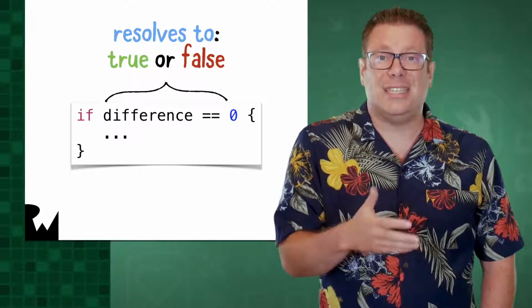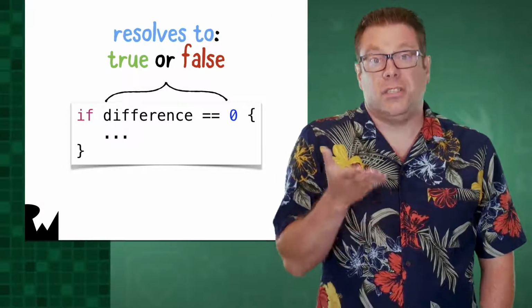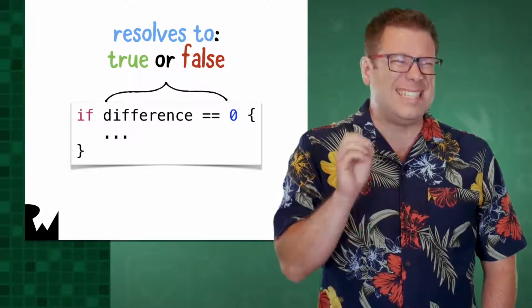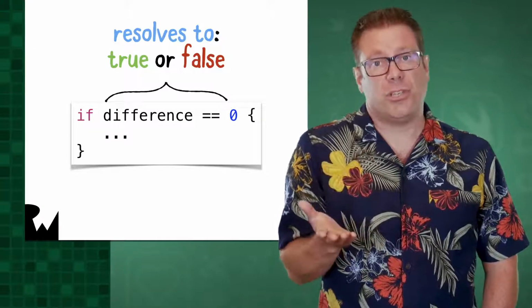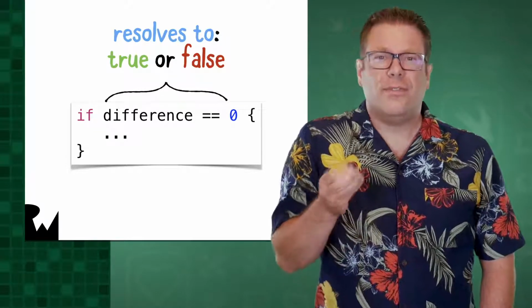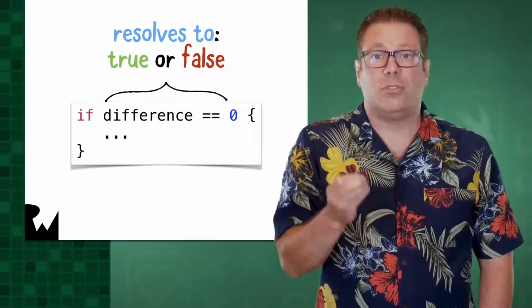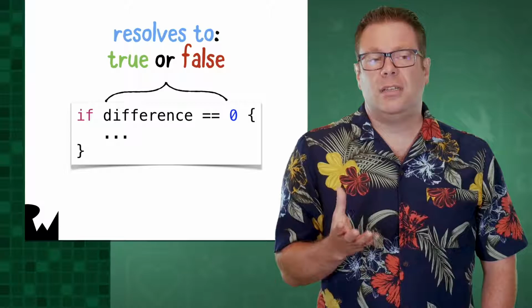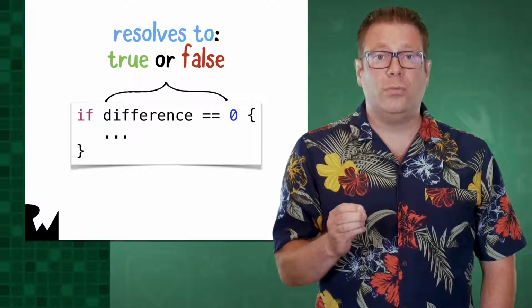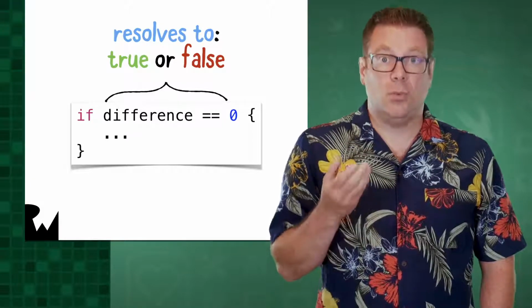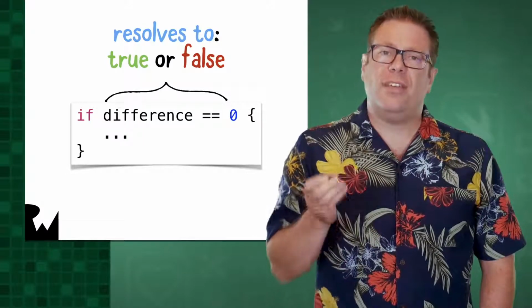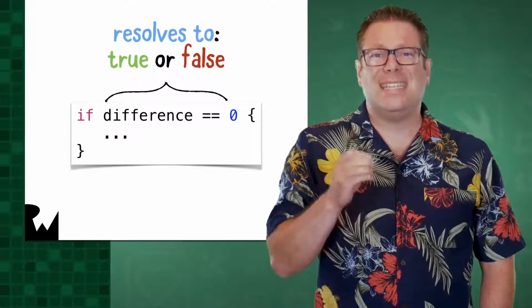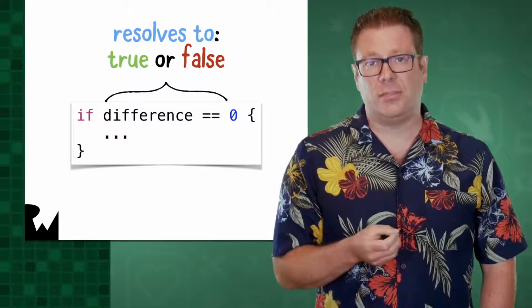So either the difference is exactly equal to 0, which means it's true, or the difference is not equal to 0, which means the expression is false. So effectively, the result of the difference equal to 0 expression is a temporary Boolean value. So if that expression evaluates to true, the part inside the if statement will execute. But if it evaluates to false, then the part inside the if statement won't execute.